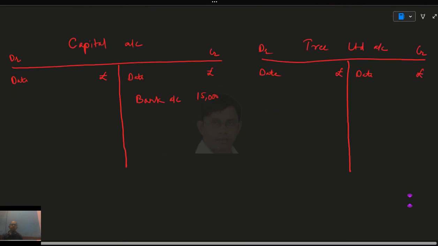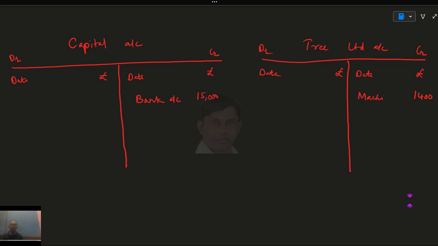So Trees Limited, how much? 1400. Why is it increasing? Because they have given machinery. Trees Limited has given machinery worth 1400. So Trees Limited will be credited with 1400 and the debit is machinery, the opposite side. Okay, so this is how you have to record.